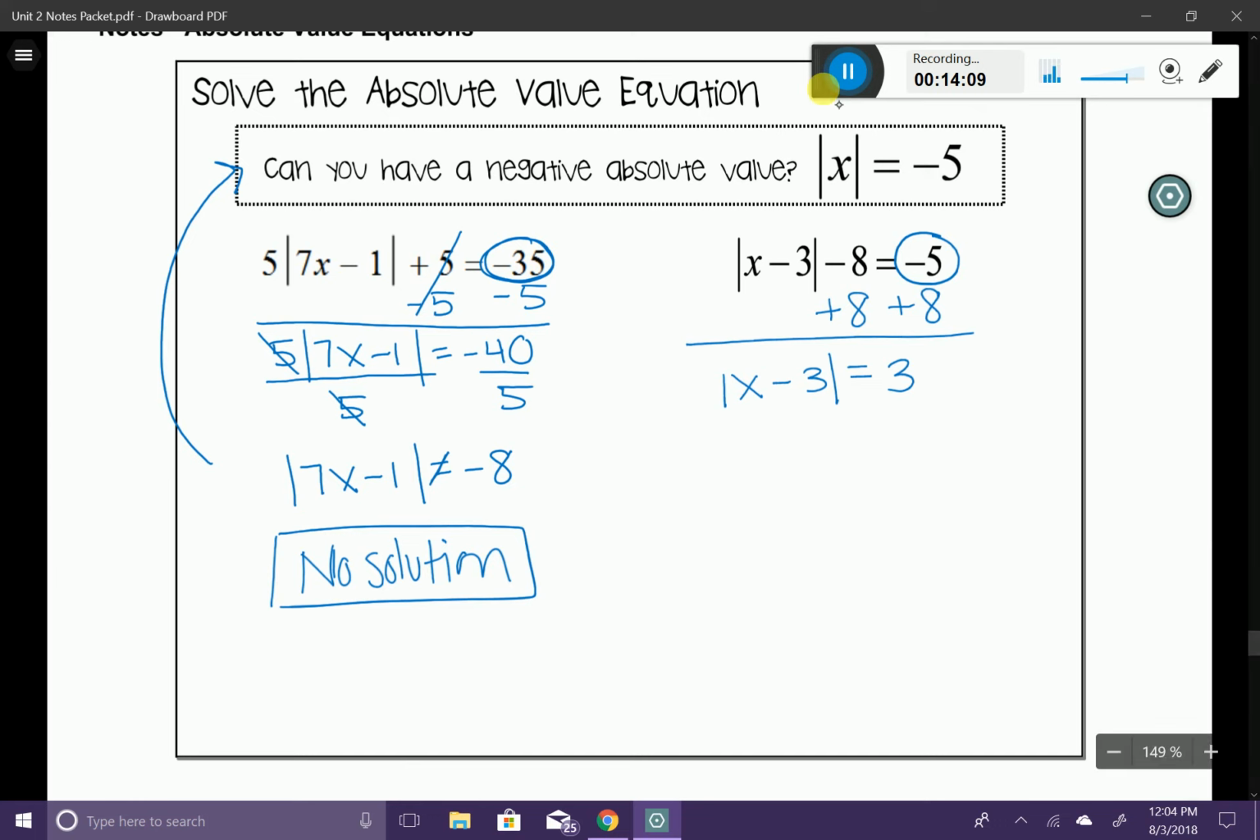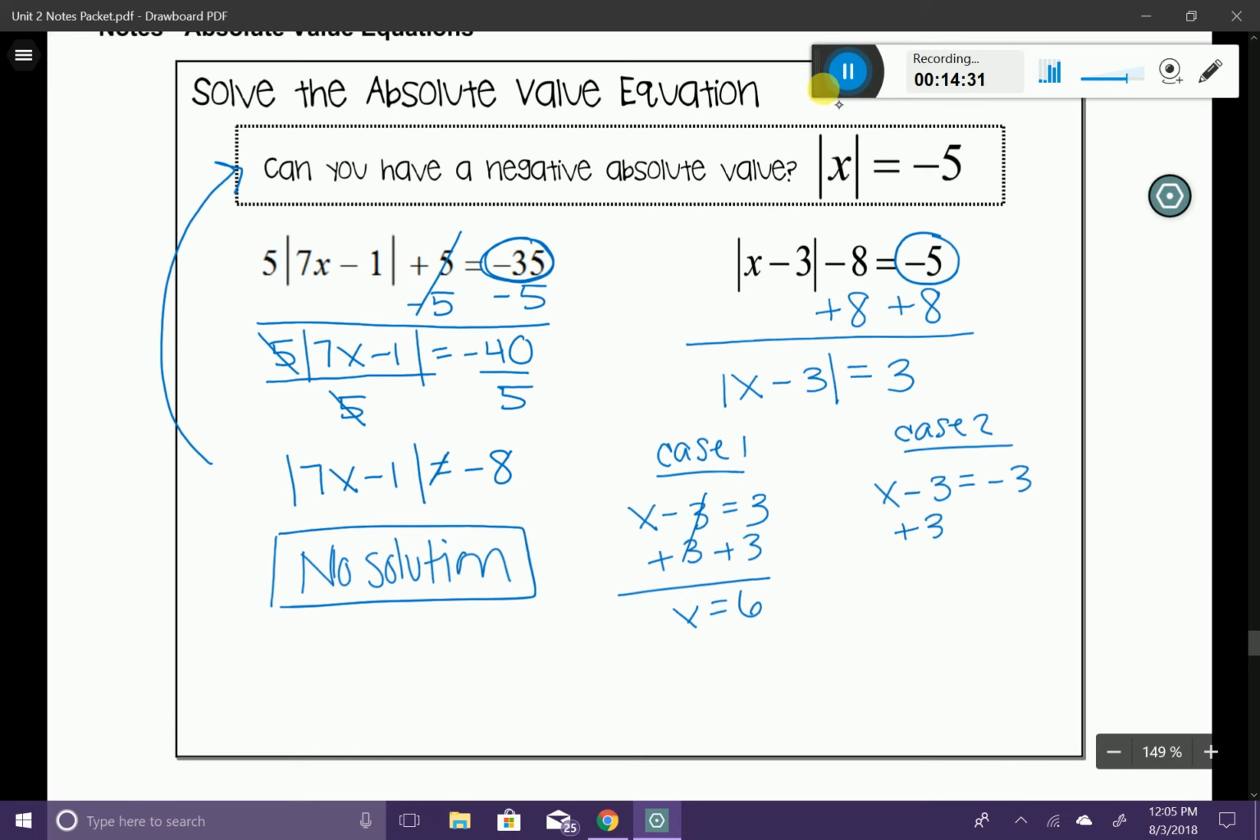At this point, I'm going to go ahead and break it into case 1, and I'm going to break it into case 2. Case 1 is going to look like this, and once I solve out the problem, x is going to equal 6, and then case 2 is just going to be changed to a negative 3. So I'm going to say plus 3, and then x is equal to 0. So those are my two solutions. So I can write this in set builder notation just like I did before. It works perfectly.